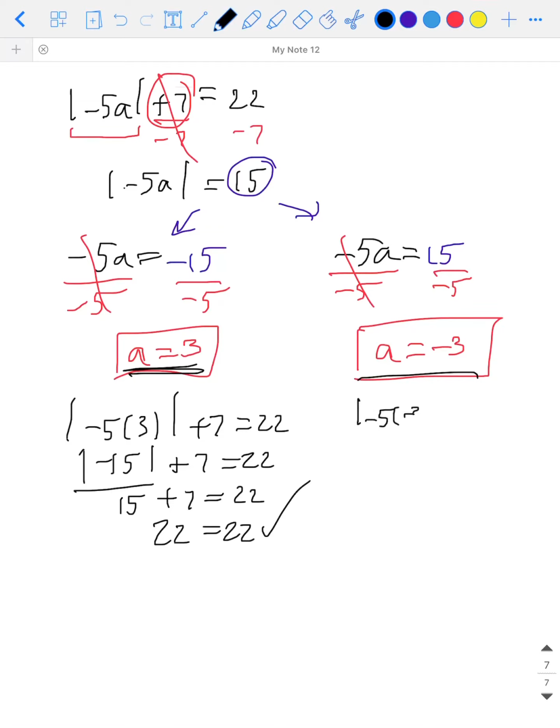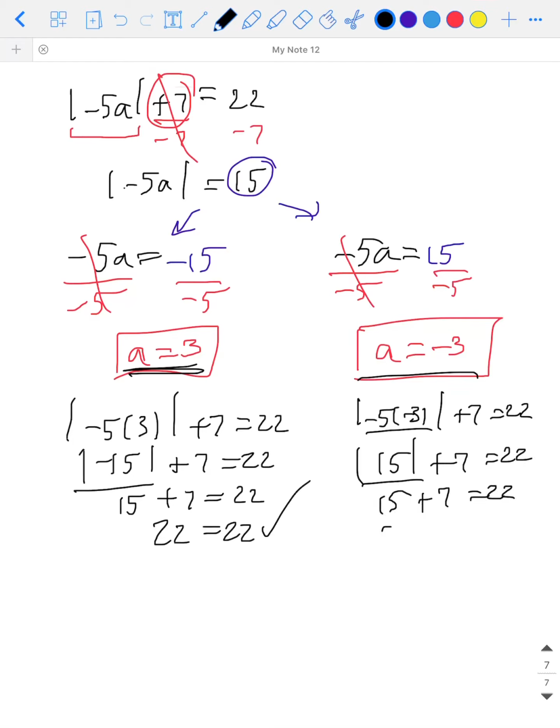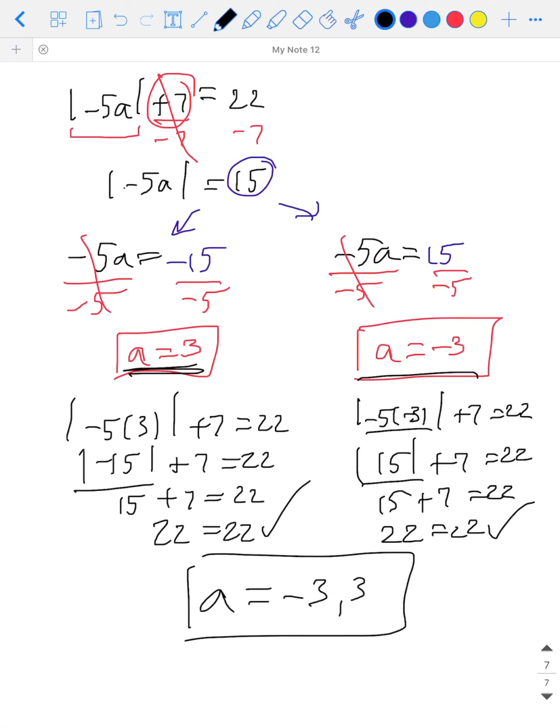Negative 5 times negative 3 plus 7 is equal to 22. That is 15. Absolute value of 15 is 15. This is 22 is equal to 22, which is also a true statement. So therefore, you will have two solutions again, where a is equal to negative 3, comma 3. So either solution will make the statement true.